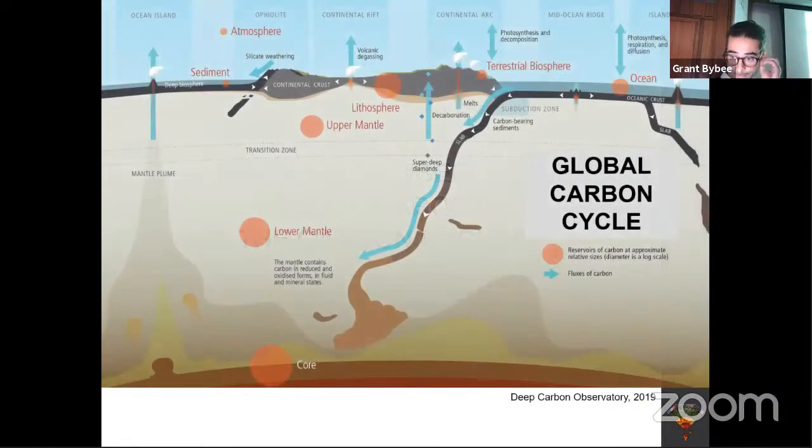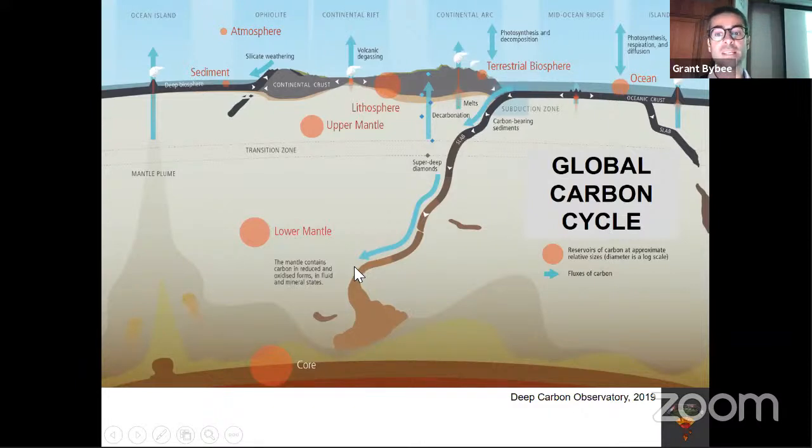This is a slide that I borrowed from the Deep Carbon Observatory, which provides a very nice summary view of the global carbon cycle. Each circle represents a different reservoir, and the larger the circle, the larger the carbon reservoir. The core is pretty large. The upper and lower mantle are comparable, if not bigger than the core. Much less carbon is in the exosphere: atmosphere, ocean, and terrestrial biosphere.